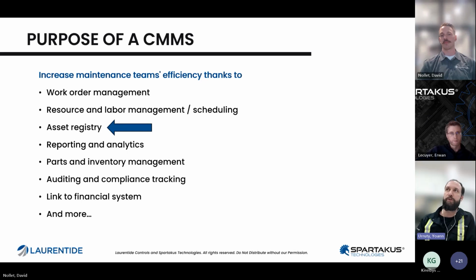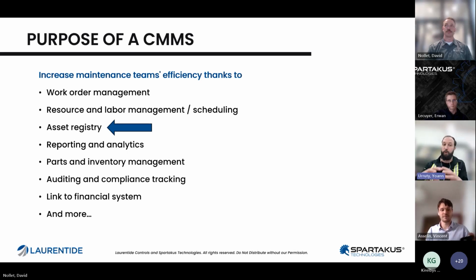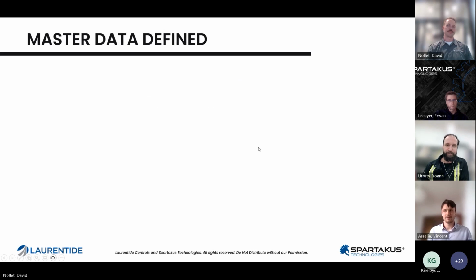The latest versions of major CMMSs like SAP, for example, include pretty cool features, right? A lot of good stuff, right? Today, what we're going to focus on is really about asset registry, what revolves around asset registry, and eventually what is asset master data. Can you move on, Dave?